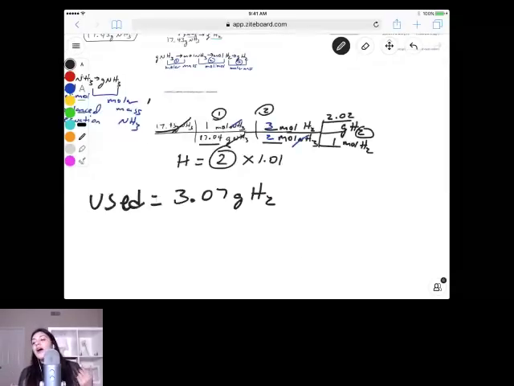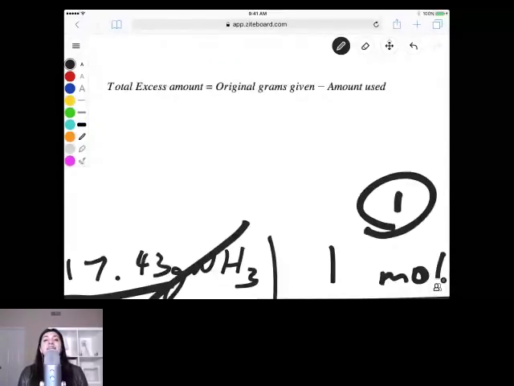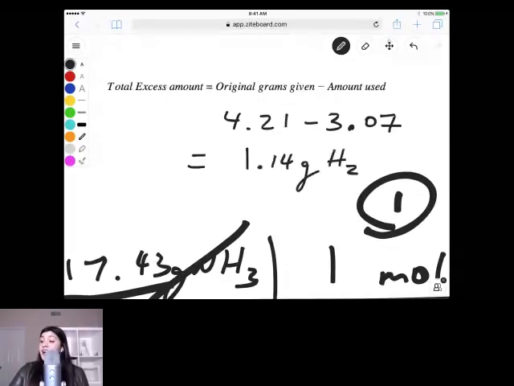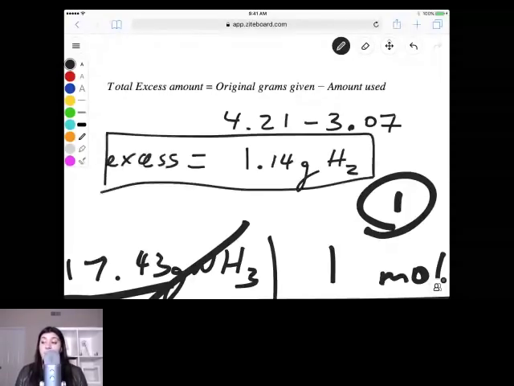Now to figure out how much is left over, here's an equation for you. Our total excess amount is equal to our original grams given minus the amount that's actually used. We just figured out what our amount used was, which was 3.07. And what we started with initially was 4.21. So we'll subtract those and that'll give us our excess amount, which would be 1.14 grams of H2. This is our excess. That's our excess amount.